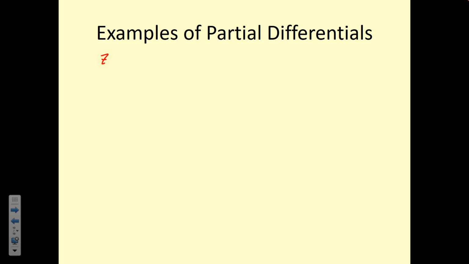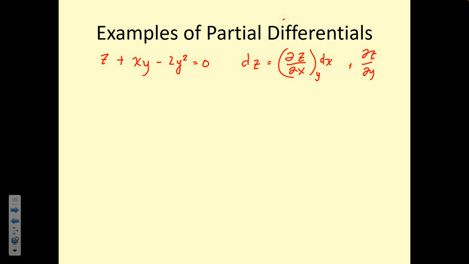So let's say we have some equation, z plus xy minus 2y squared is equal to 0. I want you to try to find dz is equal to del z del x, holding y constant, dx plus del z del y, holding x constant, dy. Okay, so see if you can find these two terms from that equation.